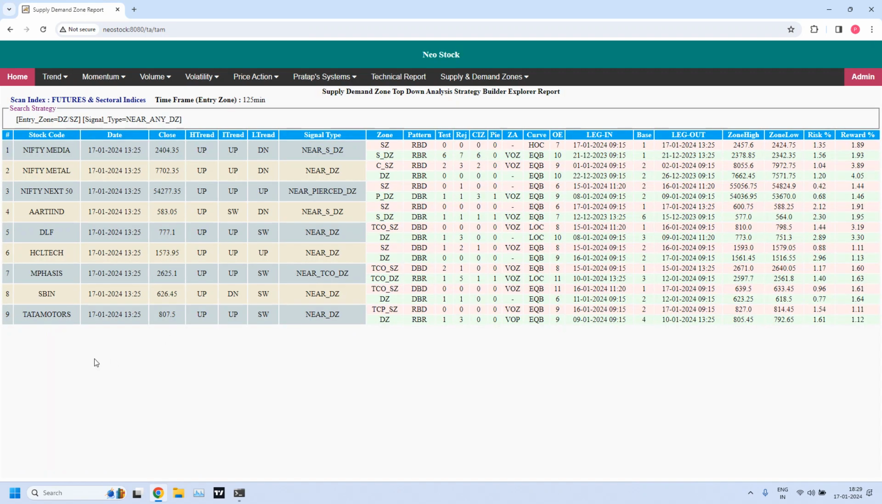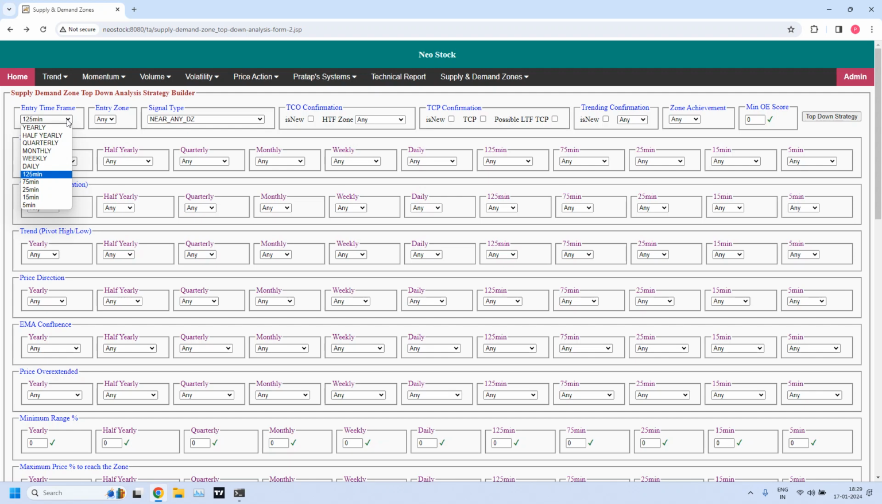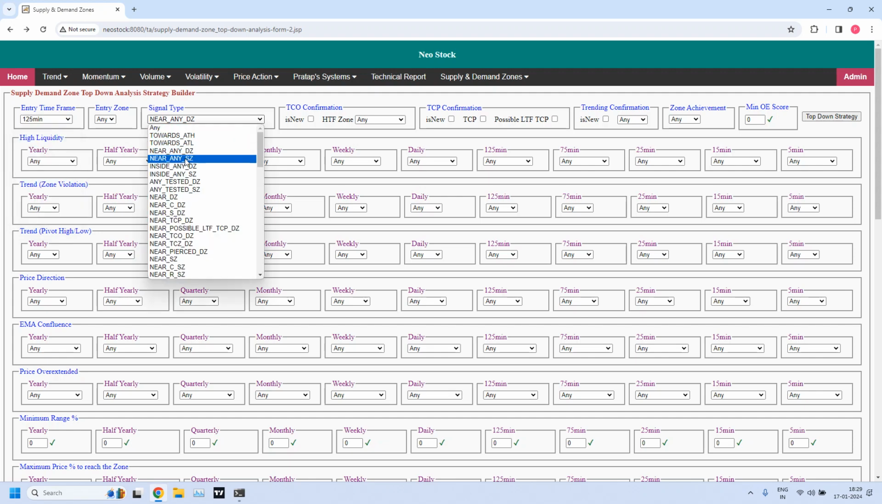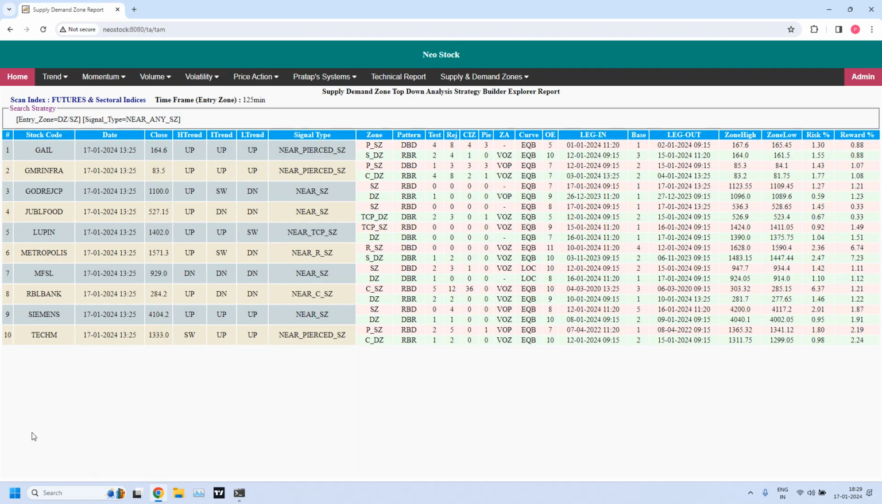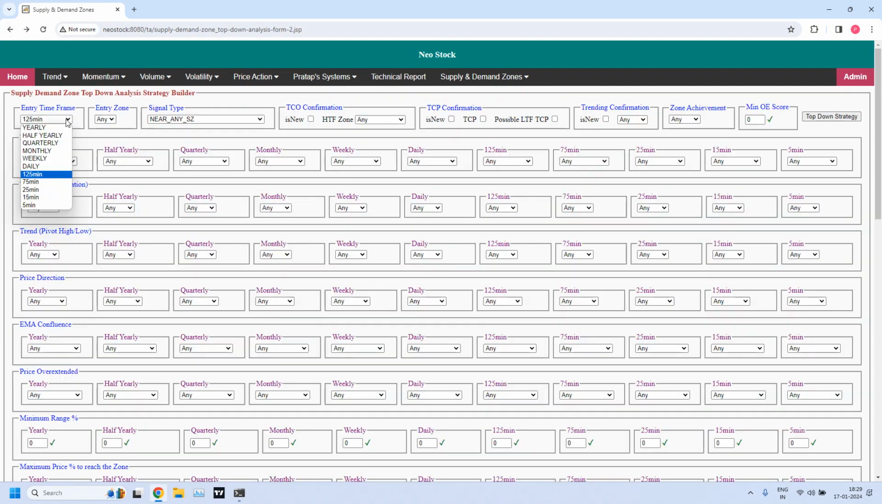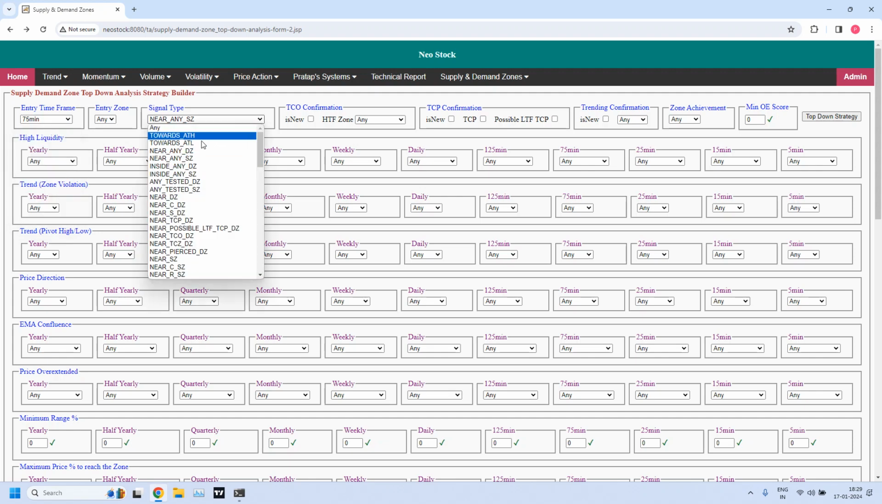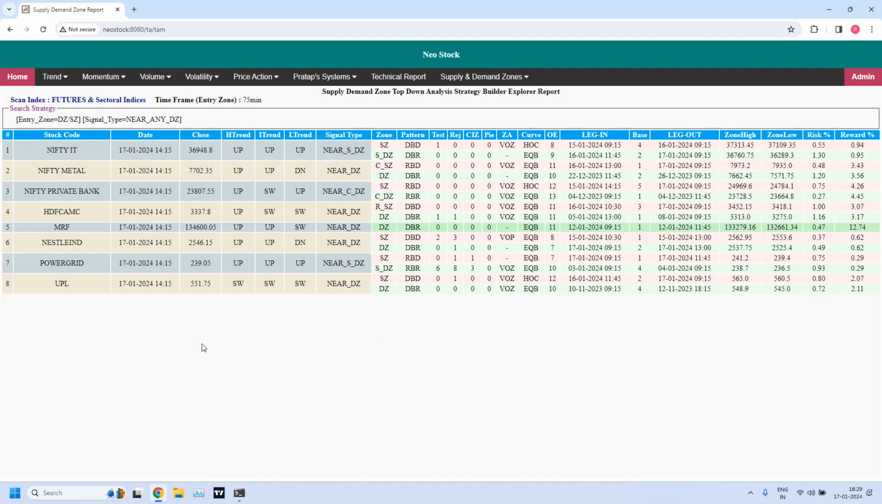So these 9 stocks are filtered. Let me go back. For 125 minutes, let us find the stocks near 125 minutes supply zone. So these 10 stocks are filtered. So let me go back. Let me change the time frame to 75 minutes. Entry time frame is 75 minutes. Let us find the stocks near 75 minutes demand zone. So 8 stocks are filtered.